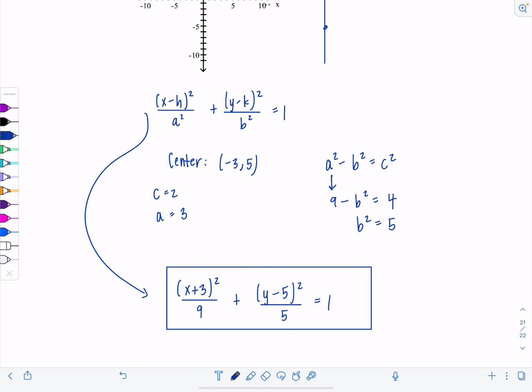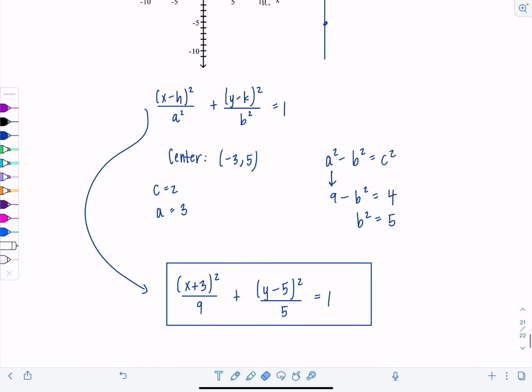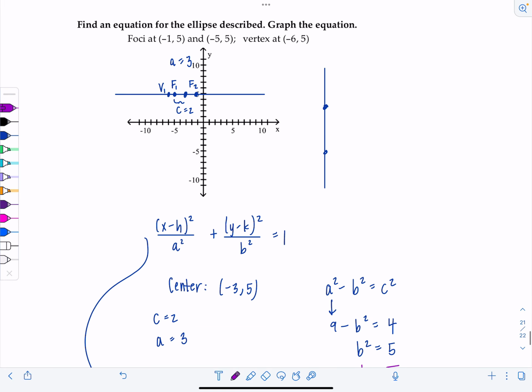Oh, they did want me to graph, didn't they? They sure did. Okay, so A is 3. What was B? B is rad 5. Oh, not a nice number. A wee bit more than 2, but not 3. So that means from the center, go up and down just a wee bit more than 2. Let me erase all this so it's not so messy. From the center, 1, 2, and a wee bit more.